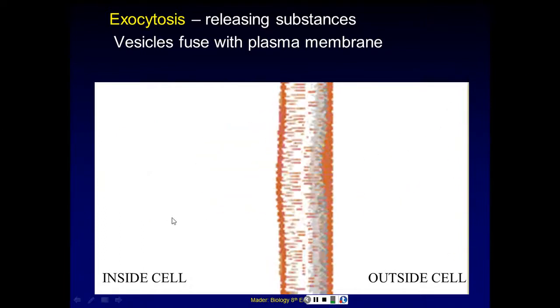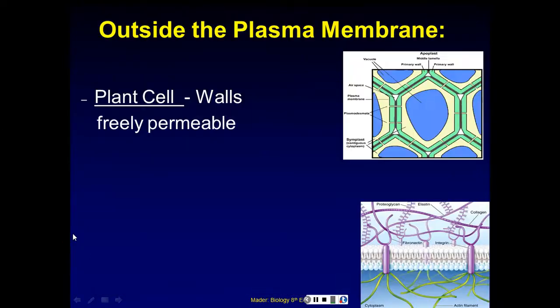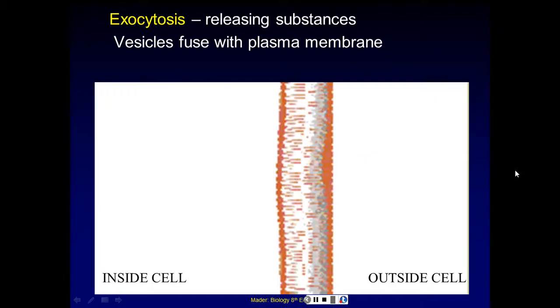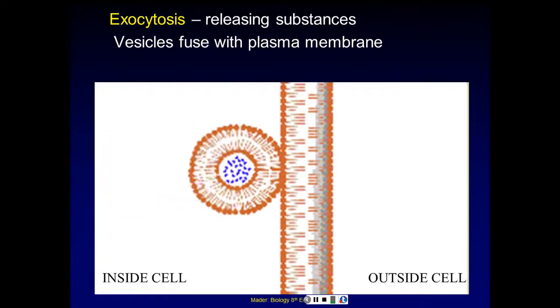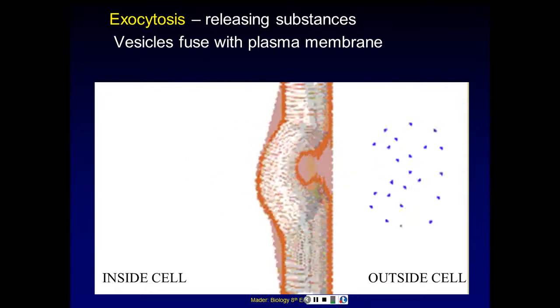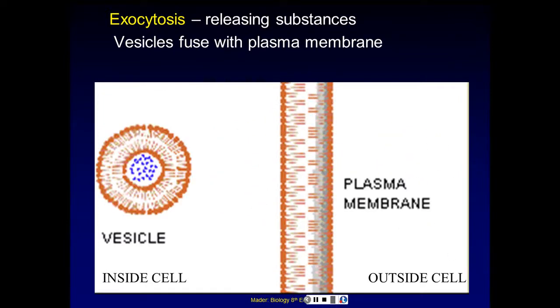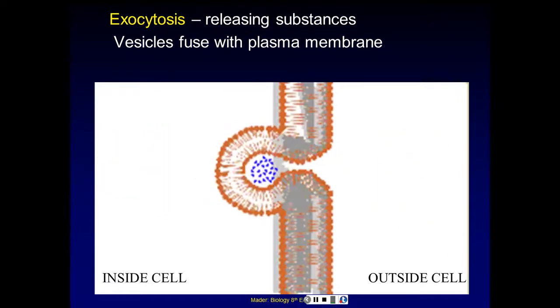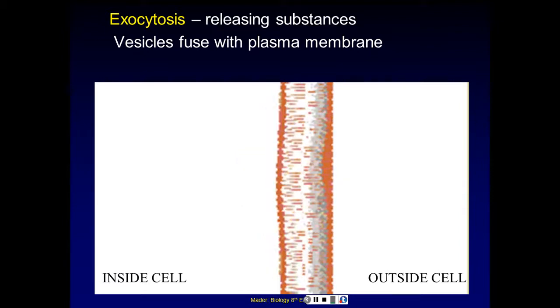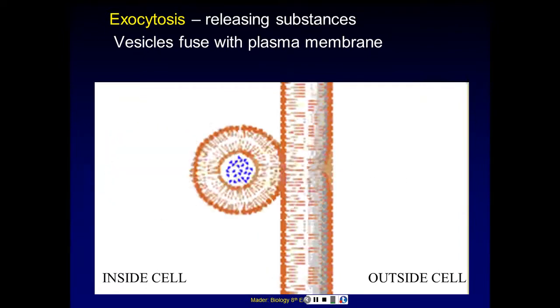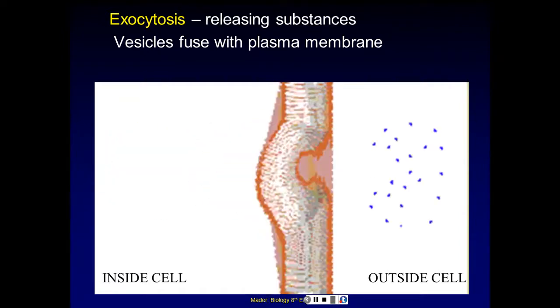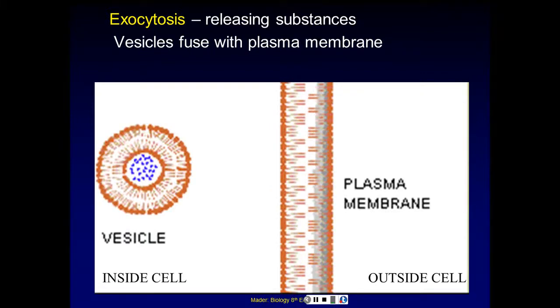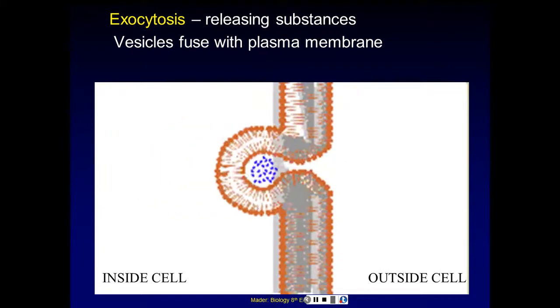You have the vesicle right here inside the cell. You have the vesicle there inside the cell that literally is fusing with the plasma membrane and releasing the contents of that vesicle outside the cell. Notice that the membranes that were included in the vesicle have now been recycled and are present in the plasma membrane.